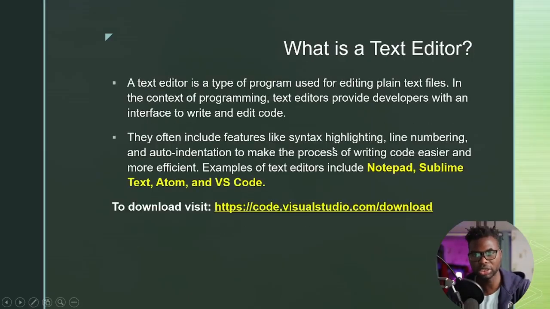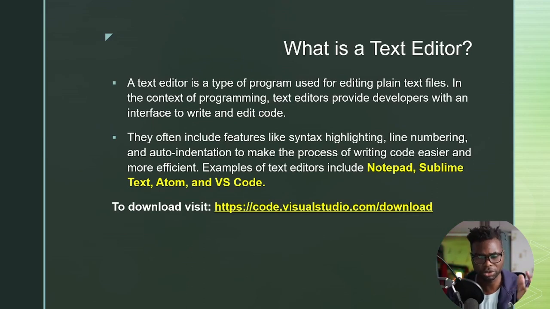The next one is quite easy. It's a text editor. You have a number of options. A text editor is just a type of program used for editing plain text files. So in the context of programming, text editors provide developers with an interface to write and edit code. They often come with a number of features. These include syntax highlighting, line numbering, and indentation, etc. And this makes the process of writing code easier and more efficient.